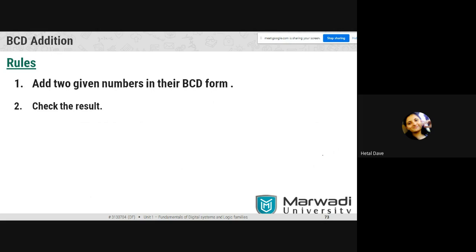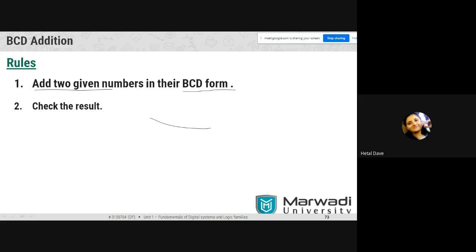So we already learned about binary addition. Second thing we need to learn about is BCD addition. It's very simple. First rule, add two numbers. But remember this thing, our binary form, our bit pattern, should be in BCD.